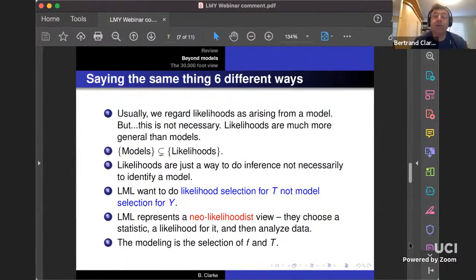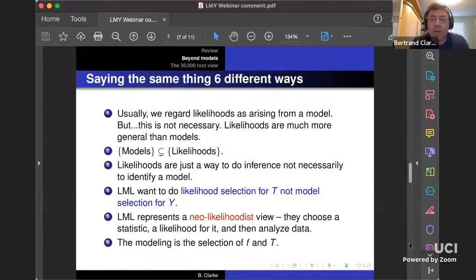Usually we regard likelihoods as coming from a model, but that's not necessary. And this is a point that Phil has made, I think, already today, but in previous conversations as well. And I'd like to point out that likelihoods in general are much more general than models. So we can shorthand that one by saying the set of models is a subset of the set of likelihoods. Likelihoods are a way to do inference, not necessarily to identify a model. My preferred way of saying this is in blue there. We're really doing likelihood selection for T, not model selection for Y.